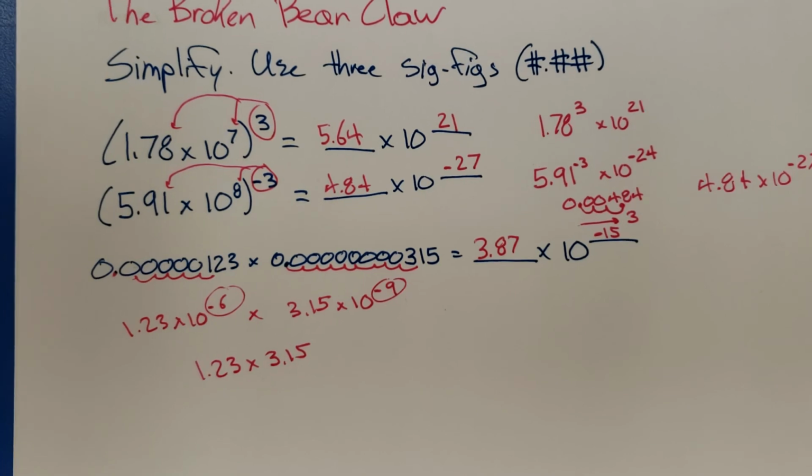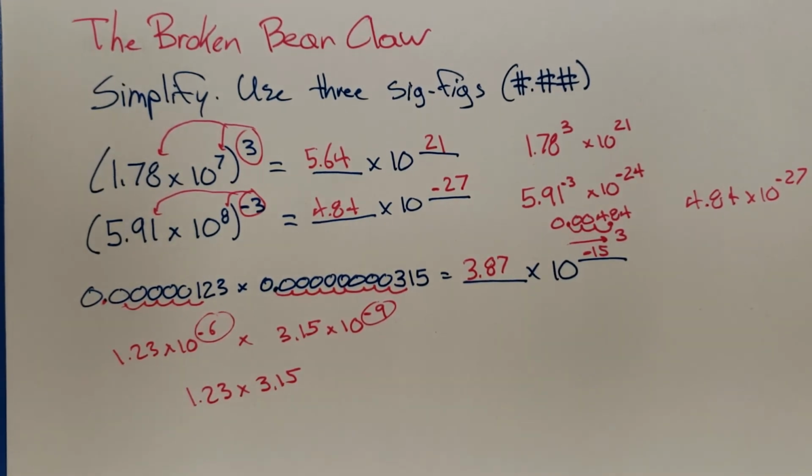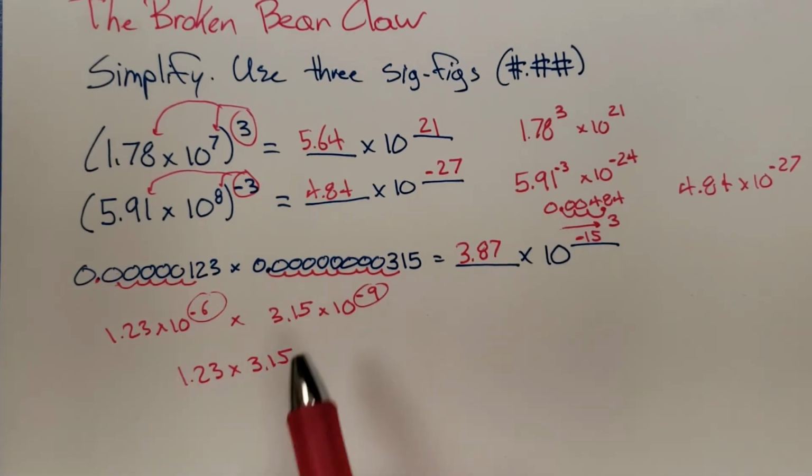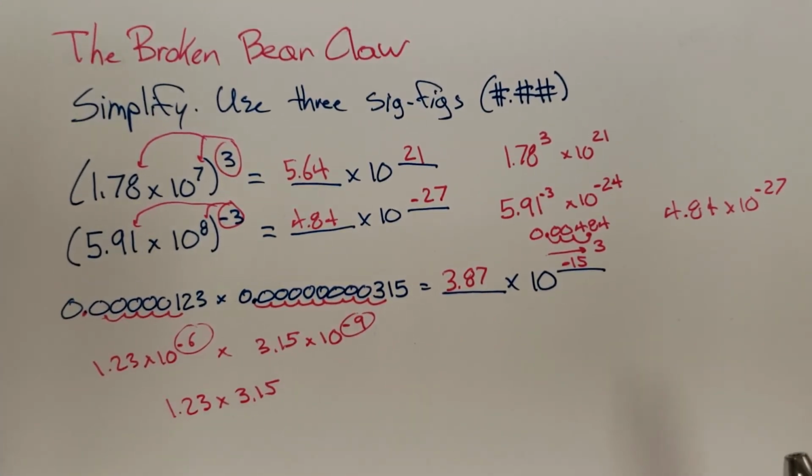So that is the broken bear claw. Powering scientific notation. Follow your frying pan rules. Follow your big kids, little kids rules, and everything will be just fine.